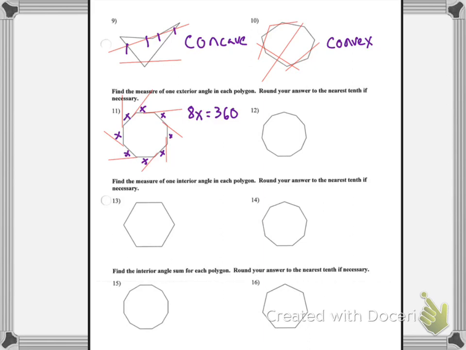We want to solve for x. So for us to do that, we are going to take 360 and divide by, not divide by x, divide by 8. And x gives us 45 degrees. So you know that all of the exterior angles, since it's a regular polygon, will be the same. And they're all going to have to be 45 degrees, because if you add them all up, they're going to have to equal that 360.